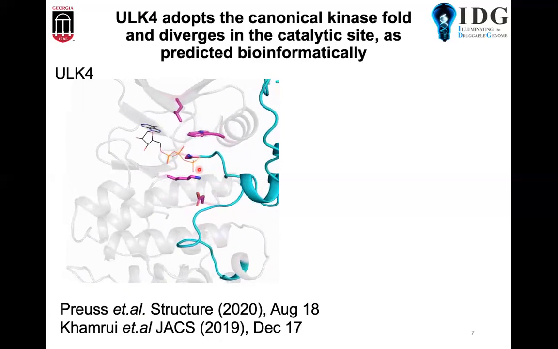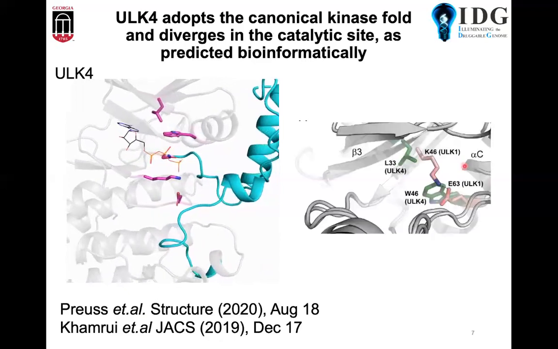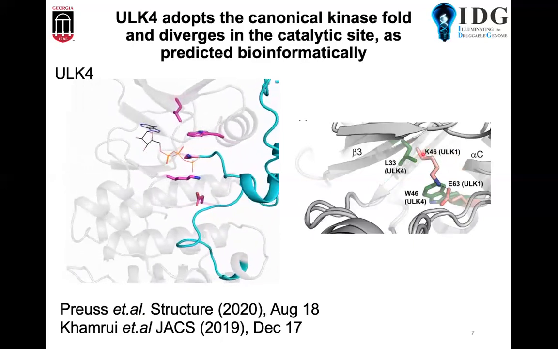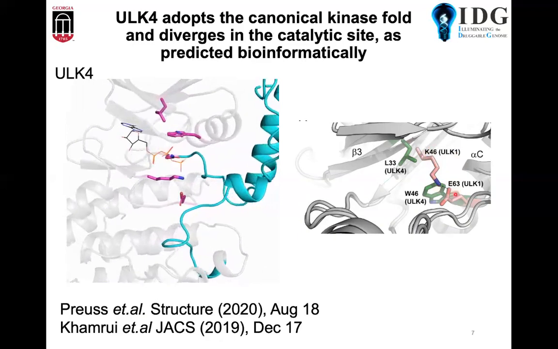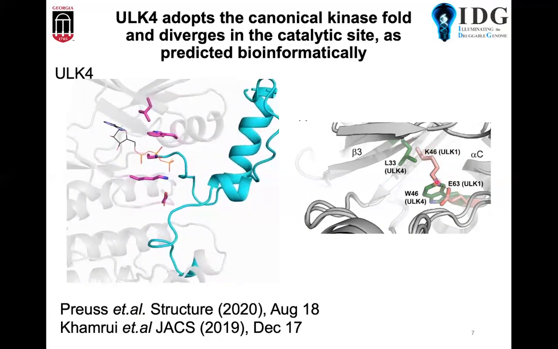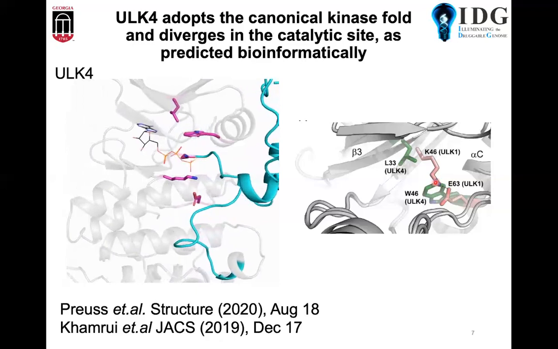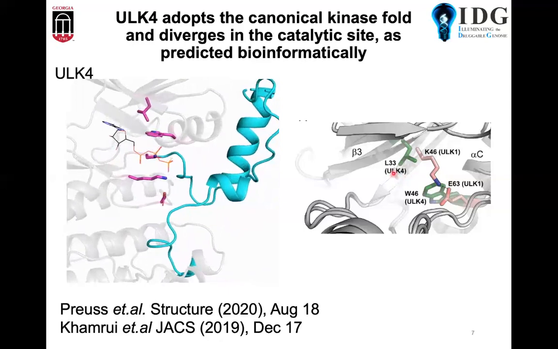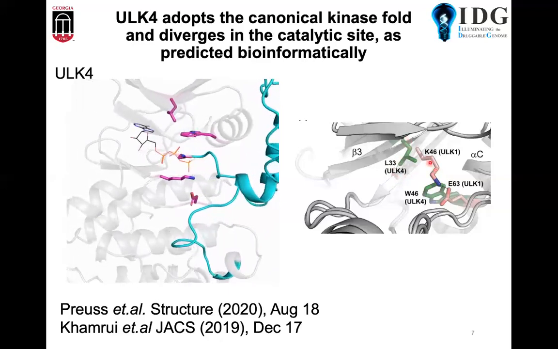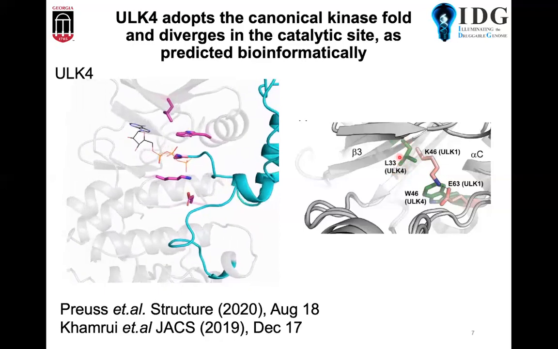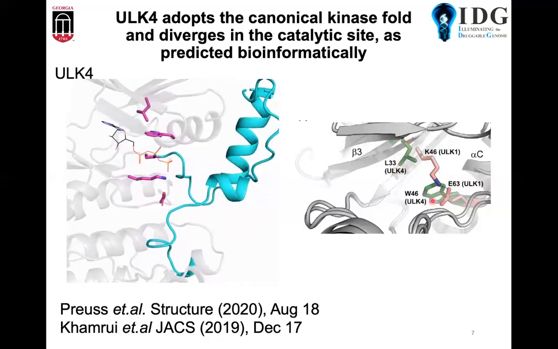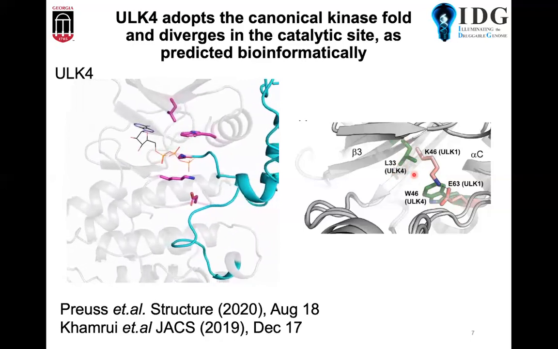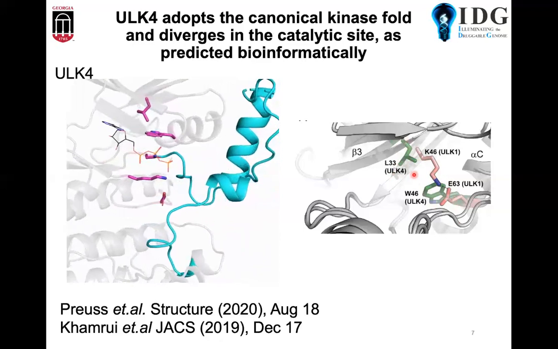So this was really interesting, because if you compare ULK4 with the closely related ULK1, as you can see here, ULK1 has this key catalytic lysine that coordinates with the glutamate, and that salt bridge is critical in coordinating and keeping the ATP in position in many kinases. However, in ULK4, the lysine is replaced, as I said, with a leucine, and there is a tryptophan in place of the glutamate. So it was really intriguing as to how, despite these variations, ULK4 is able to bind ATP.